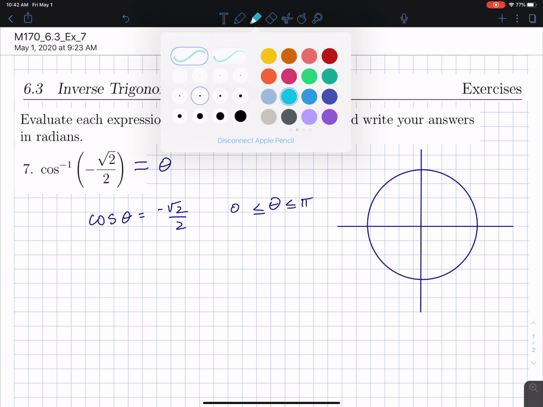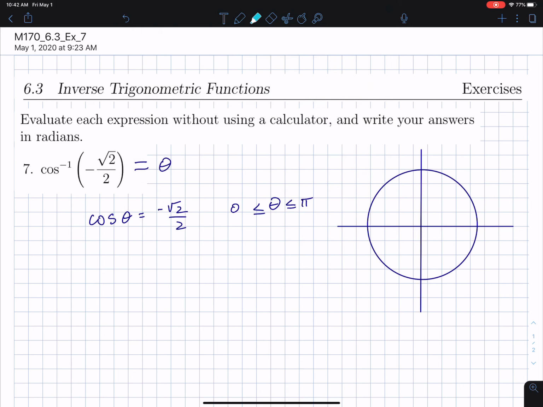What's going on is if I'm looking at cosine theta equaling a positive number, I'm going to look in quadrant 1. But here cosine theta is equal to a negative number. What's the closest quadrant to quadrant 1 where cosine is negative? Cosine is negative all the way in quadrant 3, but that's far away from quadrant 1. Right next door is quadrant 2, where the output of cosine is negative.